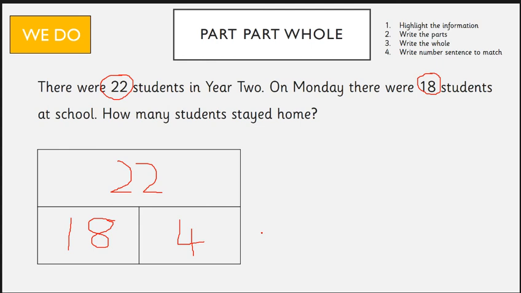Let's write a number sentence to match. This will be a takeaway problem. 22 take away 18 equals 4. There were 4 students that stayed home. Well done.